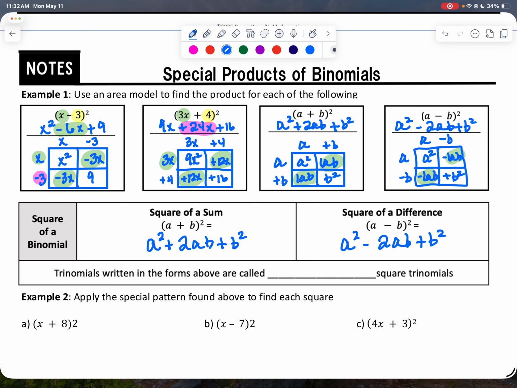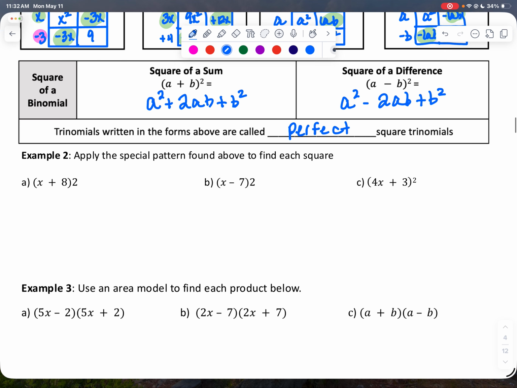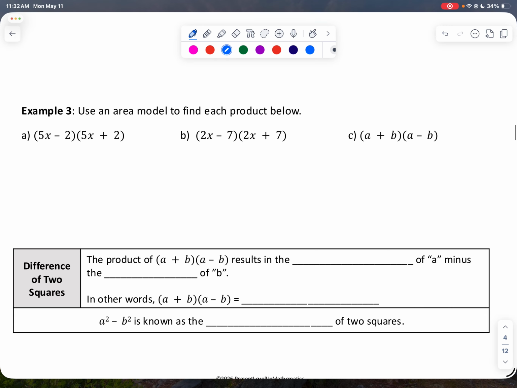Trinomials written in the form above are called perfect square trinomials. So when you square a binomial, you're always going to get a perfect square trinomial. Now, let's talk about what we mean here.